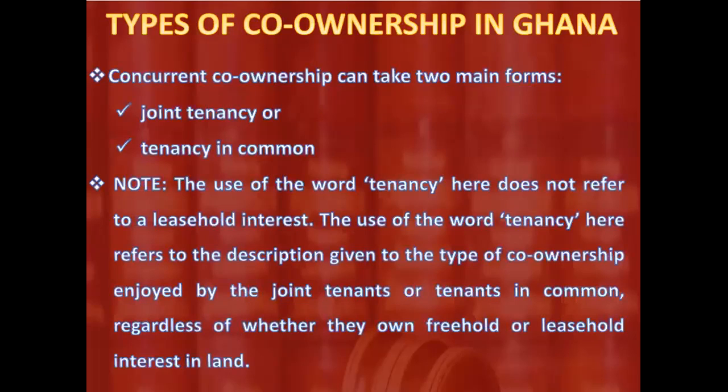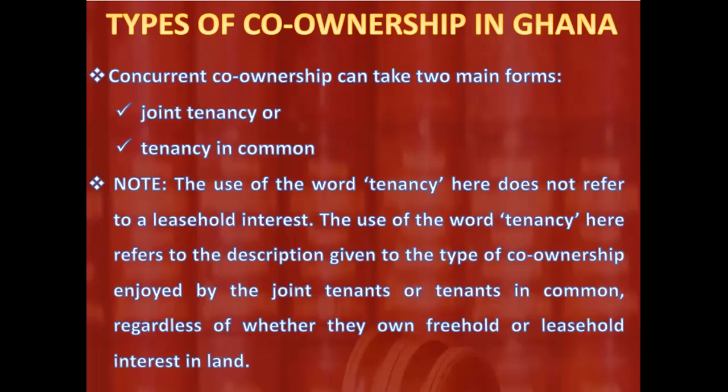It is important to note that joint tenancy and tenancy in common are the two principal ways by which you can have concurrent ownership in land. Now, tenancy over here does not refer to a leasehold interest. It is a description given to the type of co-ownership enjoyed by the co-owners.